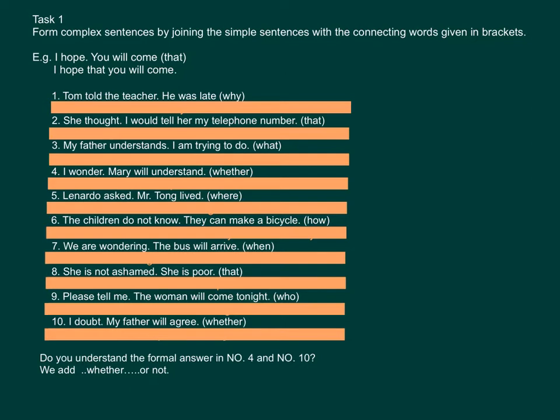8. She's not ashamed. She's poor. That. 9. Please tell me the woman will come tonight. Who? 10. I doubt my father will agree. Whether. Do you understand the formal answer for number 4 and number 10? We add whether and or not.